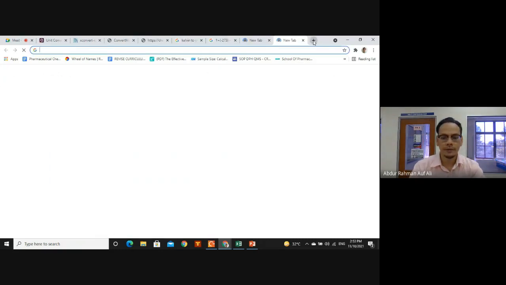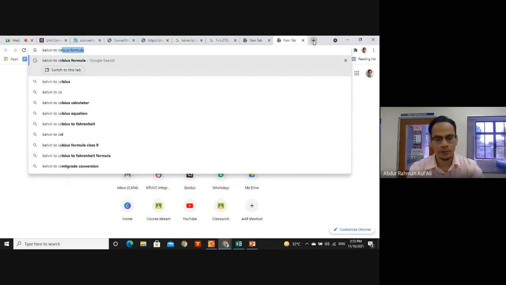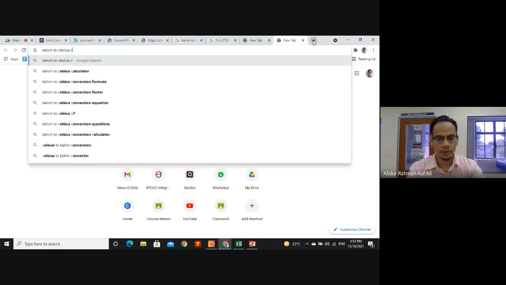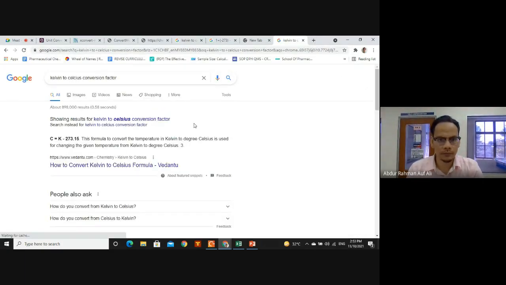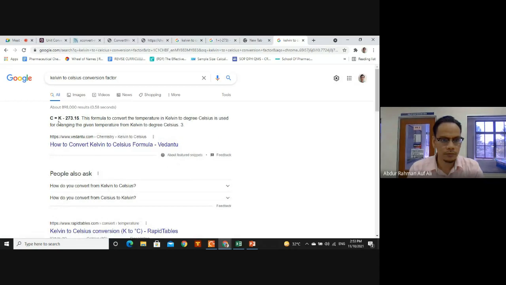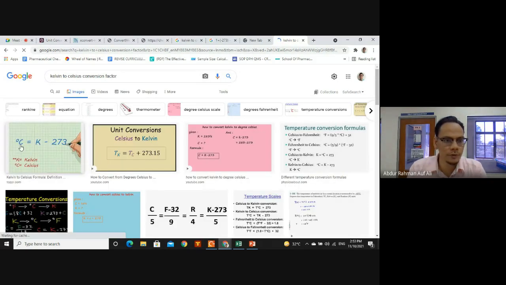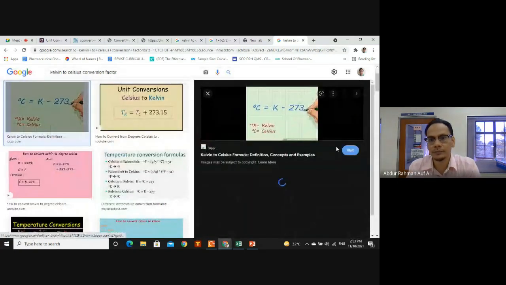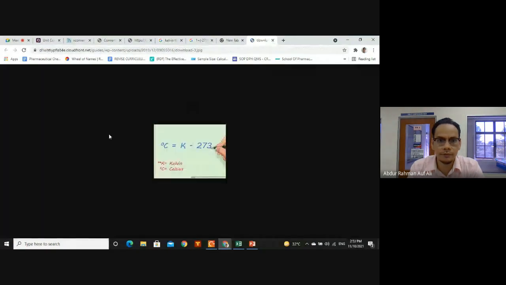Okay, so let me find the Kelvin to Celsius conversion factor. Sama lah. So I wrote down this now. So degree Celsius sama dengan Kelvin. Okay, this is the formula. This is better. Okay, so I want you to stick to this formula. So it's not that confusing.